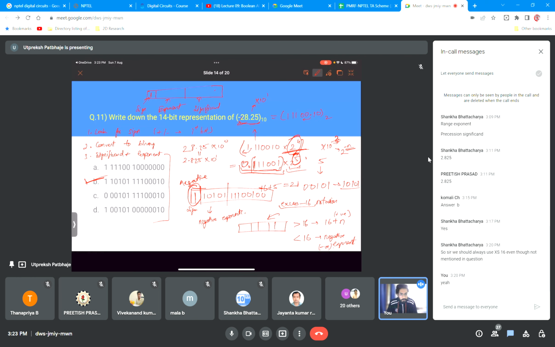Some issue might be there because the powers are in the form of two powers. So I think everybody got it right. So if somebody has some doubt, better ask now.